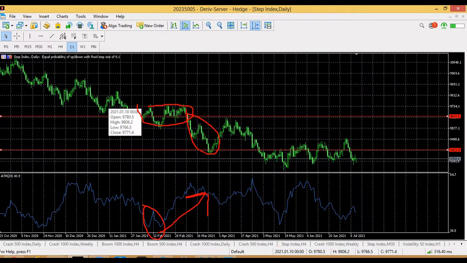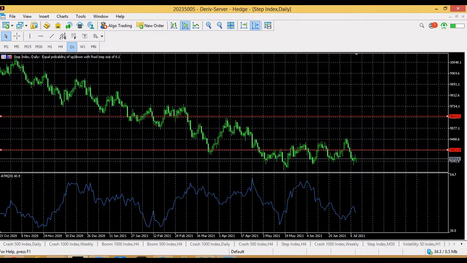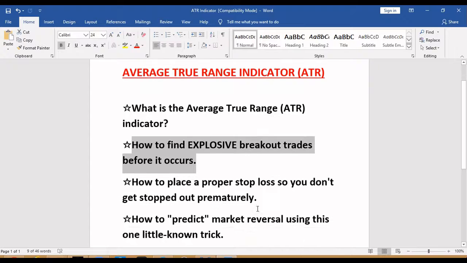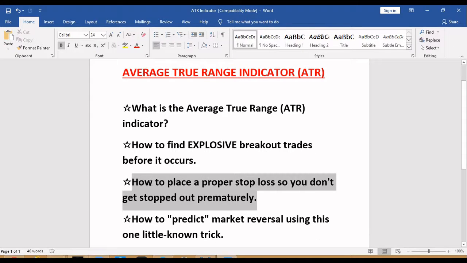So let's move to the next one. The next one is the most important part of average true range, which is how to identify and place a proper stop loss so you don't get stopped out.